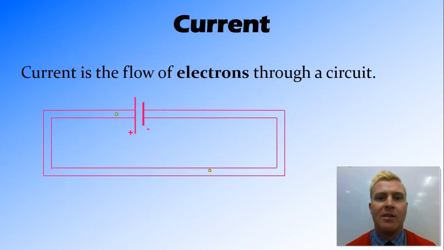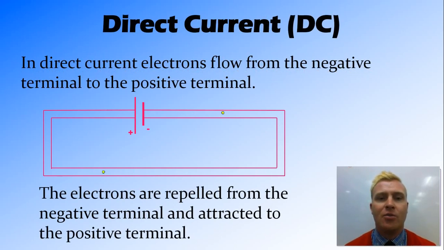So firstly, current being the flow of electrons through a circuit. So we've got our little electrons there and you can see that they are flowing around this circuit. And we can actually measure current quantitatively as to how many electrons pass a point in a certain time, but we'll get into that in another video. So direct current is what we just saw before. And it's the electrons flowing from the negative terminal to the positive terminal in a direct fashion. So just from one way to the other way.